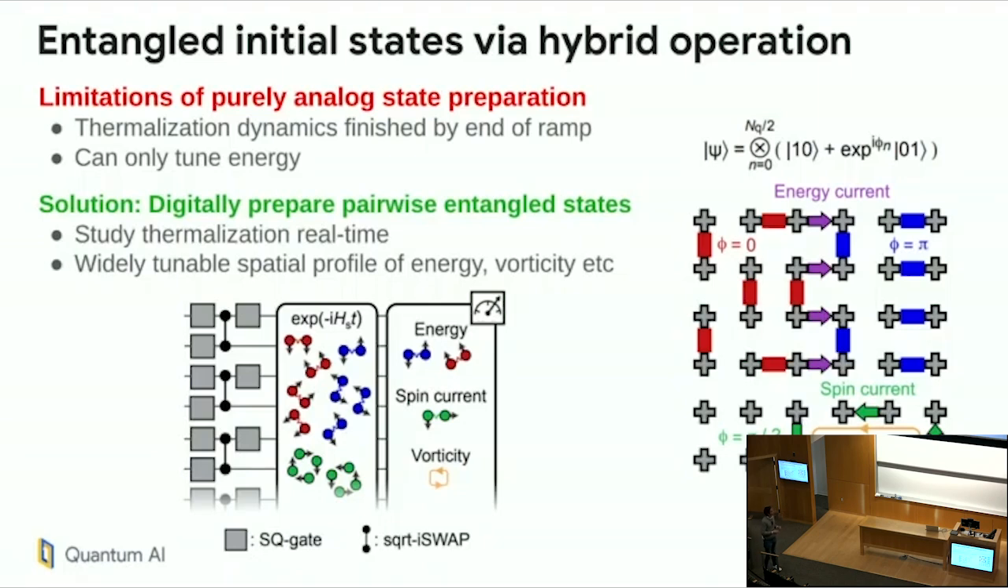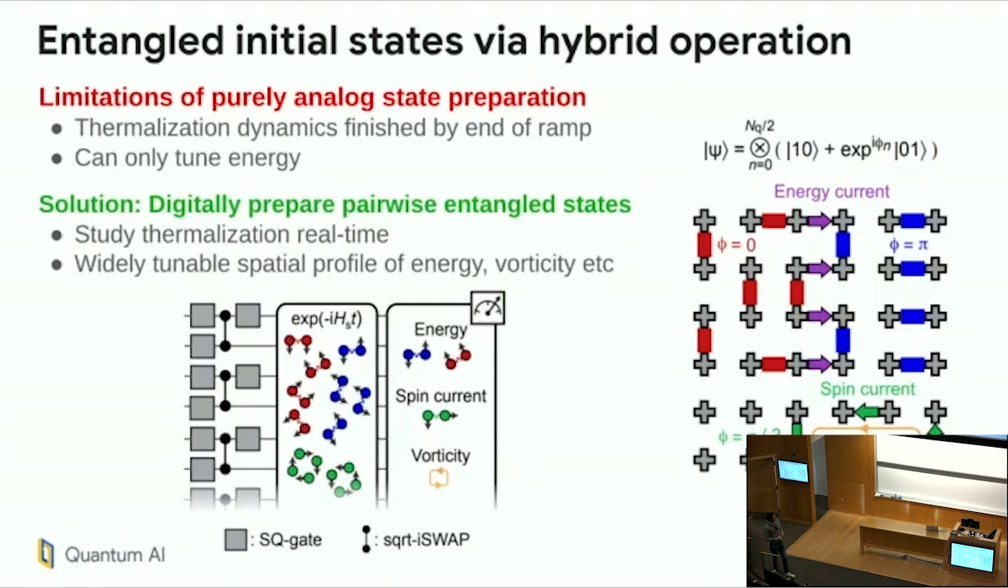That motivates the very last part of my presentation, where we're now going to fully take advantage of this hybrid digital-analog operation. And we're going to use digital gates to prepare pairwise entangled states that allows us to immediately inject correlations into the system so that we can, from the very start, go and watch the thermalization dynamics real time. In addition to that, as I'll show you, this will also allow us to tune not just the energy, but now also vorticity, spin current, and also the spatial profile of these observables.